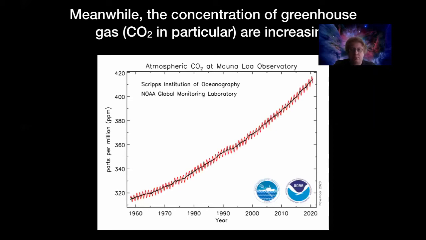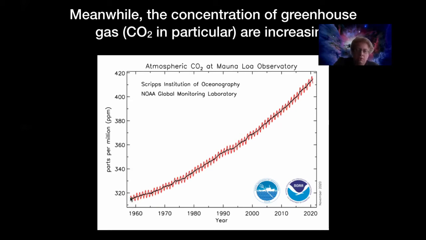Meanwhile, we've also been monitoring the concentration of greenhouse gases. In this case, I'm showing the concentration of carbon dioxide in the atmosphere of our planet. This is data from about 60 years showing how the amount of carbon dioxide in our atmosphere is rising steadily over the course of that time.